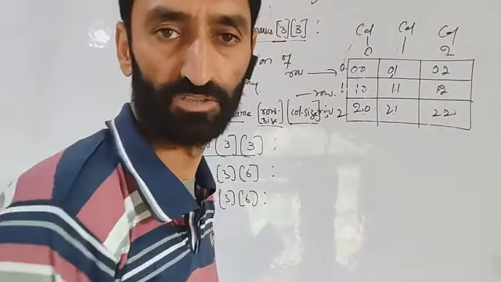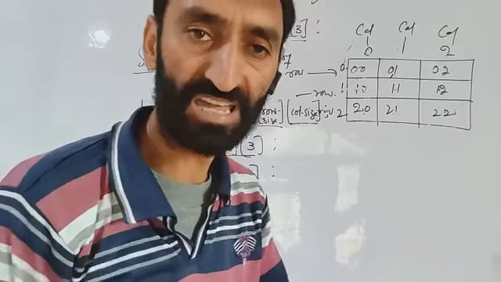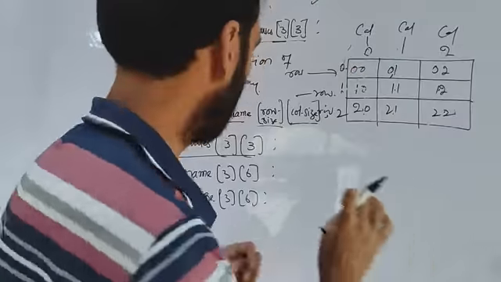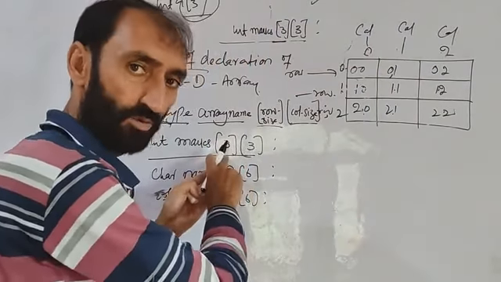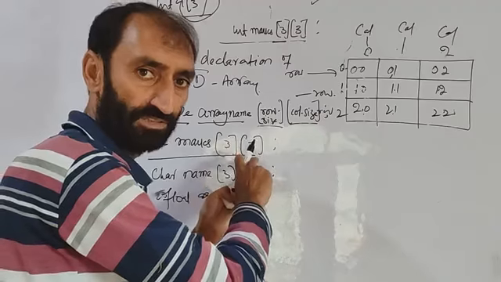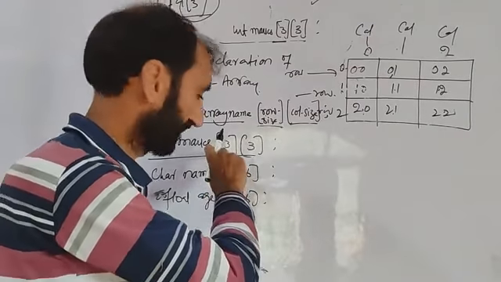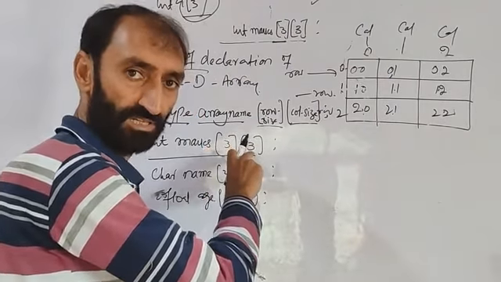So this is the difference between a 1D array and a 2D array. A 1D array has only one subscript, whereas a 2D array has two subscripts. The first one is for the row size and the second one designates the columns.